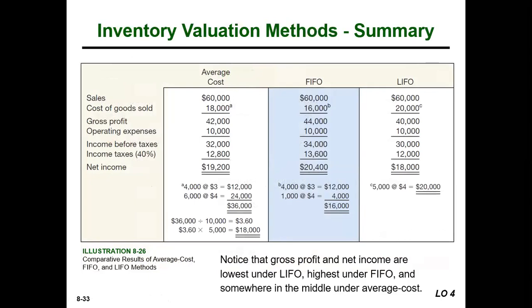All right, so comparing those cost flow assumption methods: the average cost method, FIFO, LIFO. As I mentioned earlier, the average cost method kind of falls in the middle of FIFO and LIFO. And so you see that here. FIFO cost of goods sold would be 16, LIFO would be 20. Average cost falls in the middle. And then same thing with ending inventory, right? Ending inventory, depending on the method, again, average cost kind of falls in the middle, right?